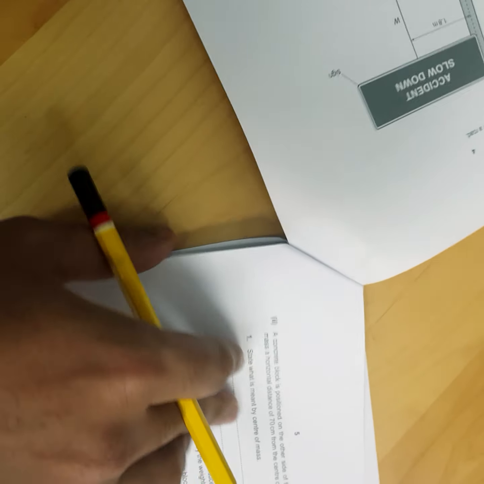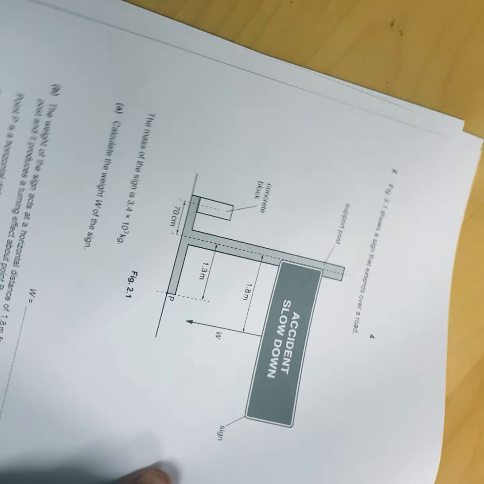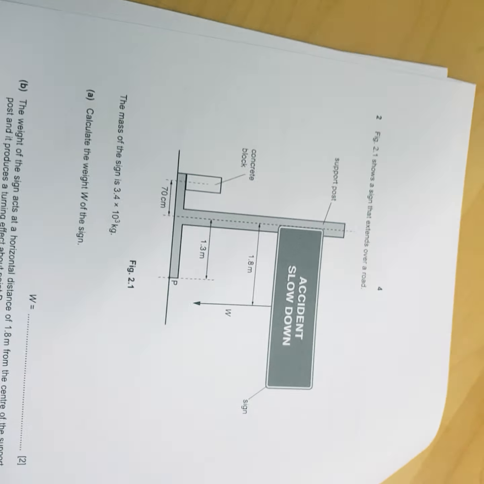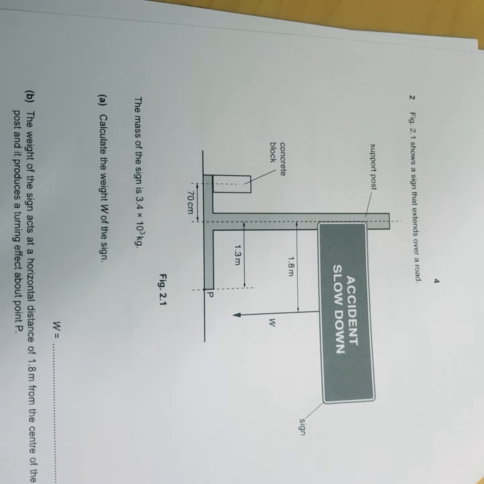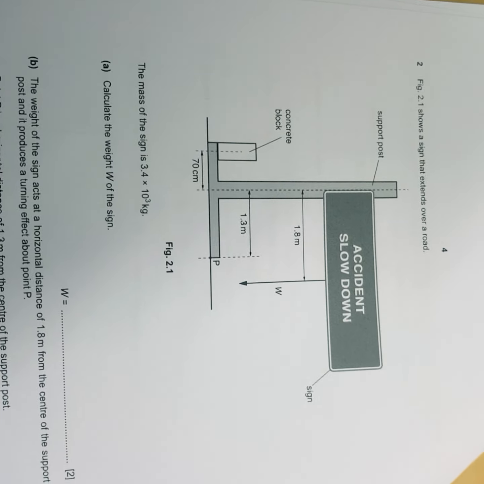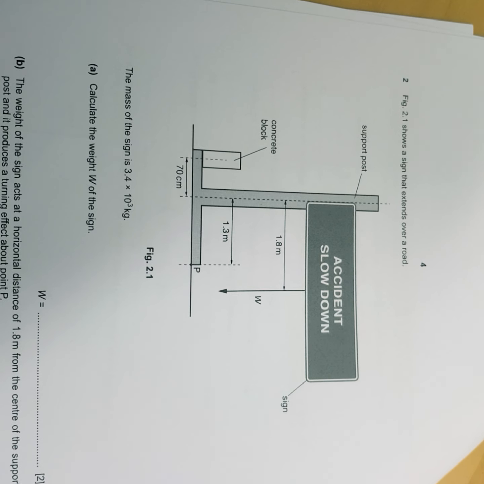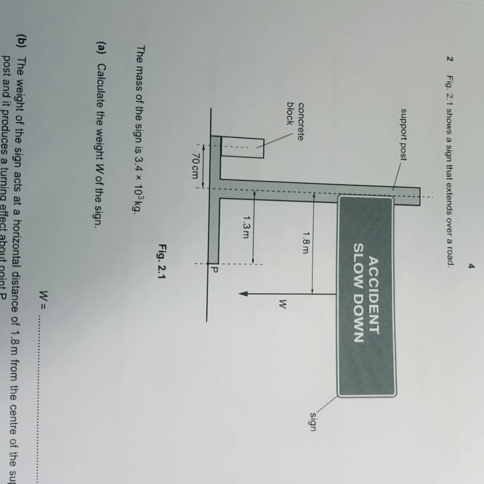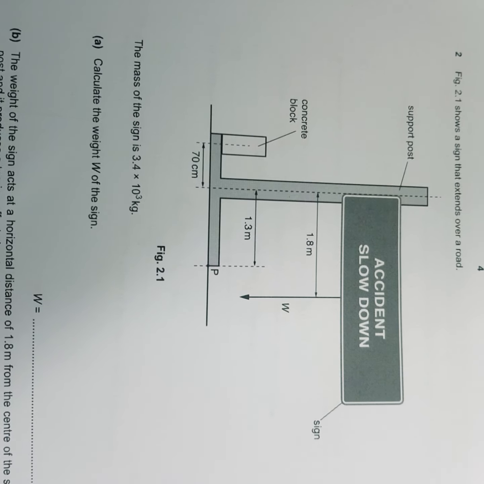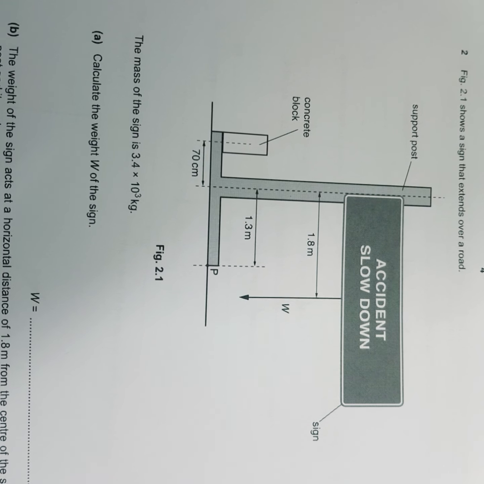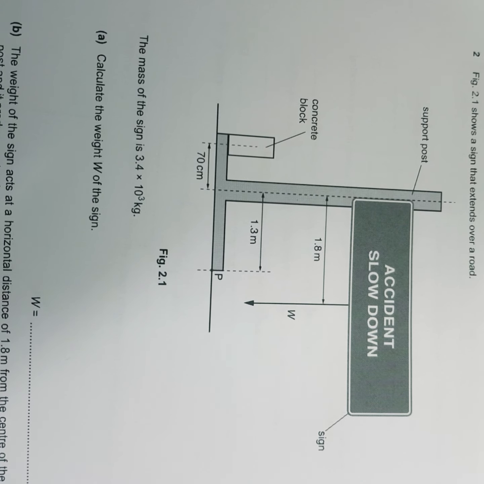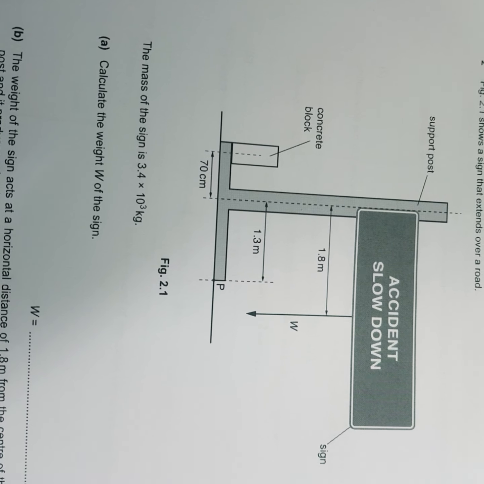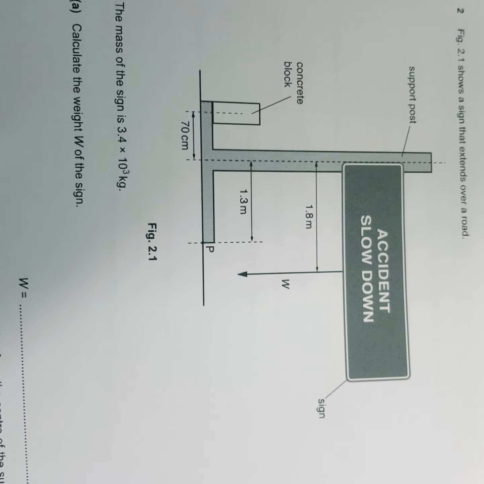In the second question, it is about moments, the turning effect. Figure 2.1 shows a sign. It is a signboard that extends over a road. There is a support post we can see, and a signboard, and there is a concrete block and some distances and weights they are showing, and a point P is also shown in the picture.